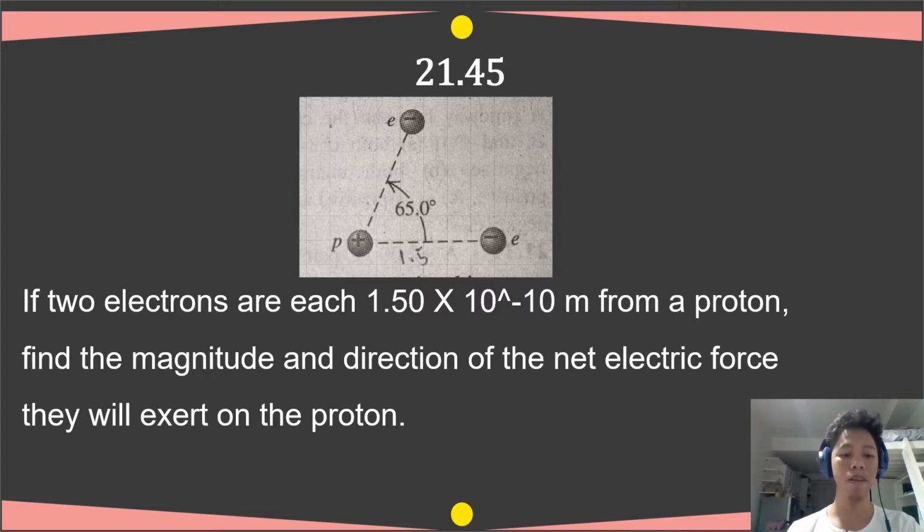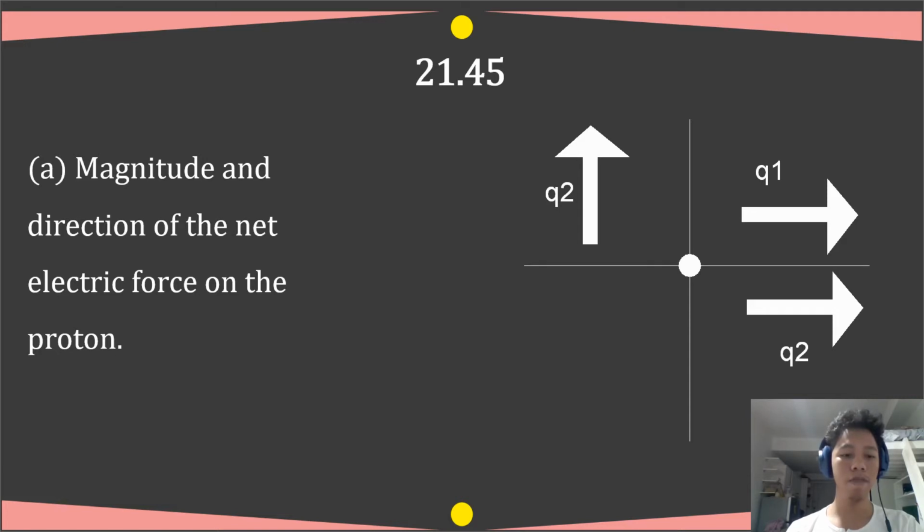For the last problem, two electrons are each 1.5 times 10 raised to negative 10 meters from a proton. Find the magnitude and direction of the net electric force they will exert on the proton. First, we're going to visualize the problem. As you can see in the free body diagram, there is one force going upward, which is from the second charge, and Q1 and Q2 also act to the right, and they act in harmony.